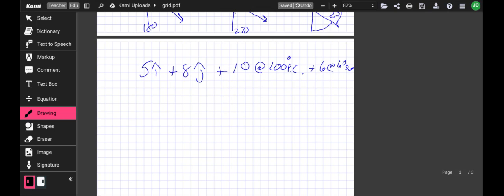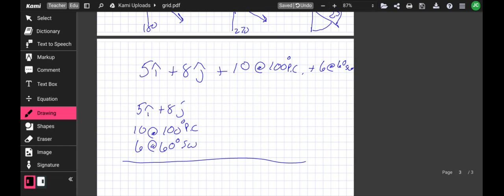What this says is to create a vector table. So my first vector is 5i hat plus 8j hat. My second one is 10 at 100 degrees PC. My last one is 6 at 60 degrees southwest. I'm in all sorts of coordinate systems here.